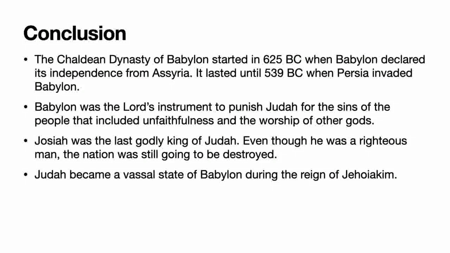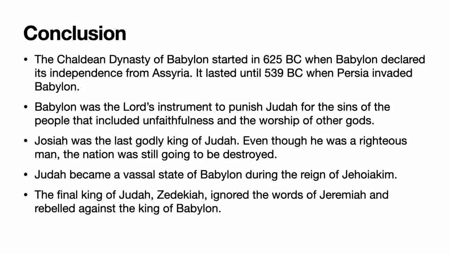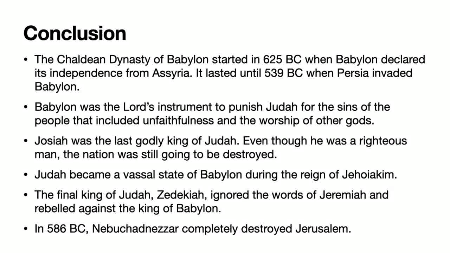Judah becomes a vassal state of Babylon during the reign of King Jehoiakim. Again, this is in 607 BC. The final king of Judah, Zedekiah, ignores the words of the prophet Jeremiah, rebels against the king of Babylon, and ultimately in 586 BC, Nebuchadnezzar, the king of the Babylonian Empire, completely destroys Jerusalem.